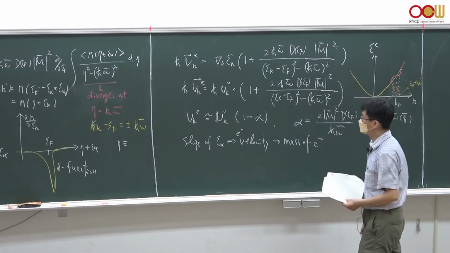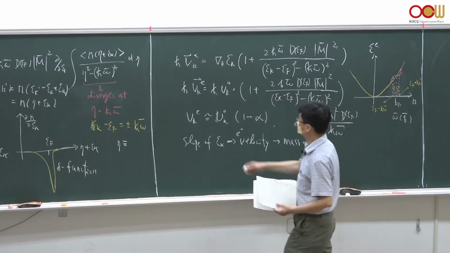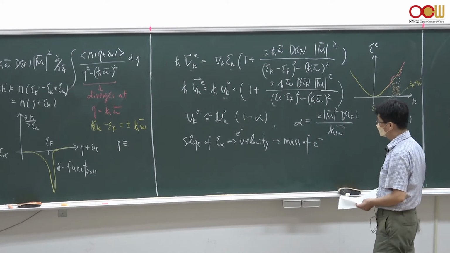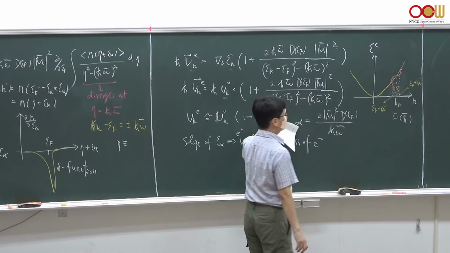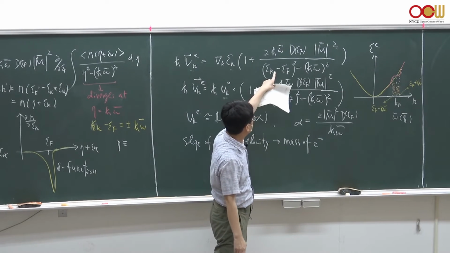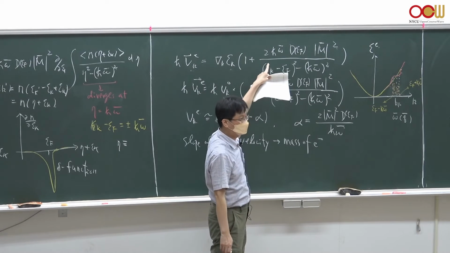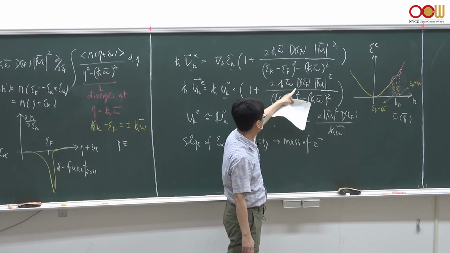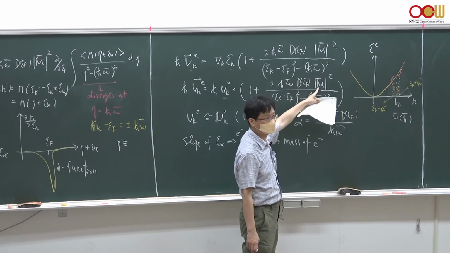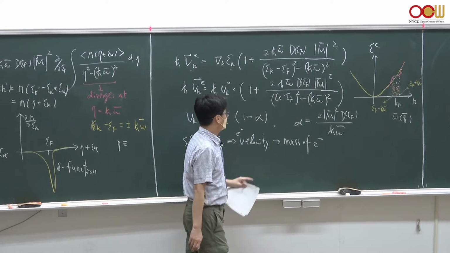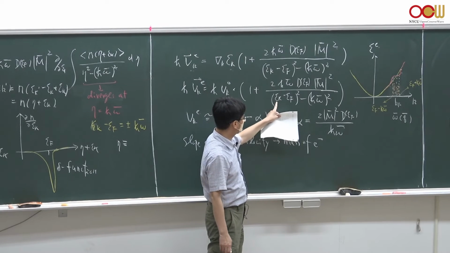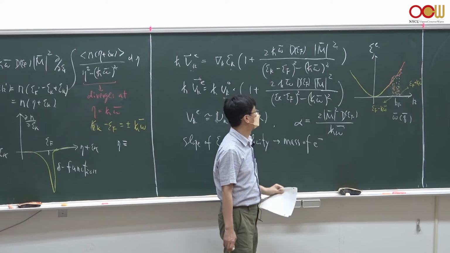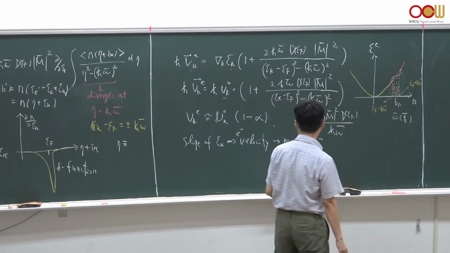So the modified Fermi velocity v of epsilon k is given by the unperturbed free electron velocity times 1 plus this correction due to electron-phonon coupling. This correction has a numerator and a denominator. The numerator is 2 h bar omega bar times the density of states of electrons and the matrix element squared, divided by the denominator, which is the energy difference squared, epsilon k minus epsilon f, minus the phonon energy, squared.